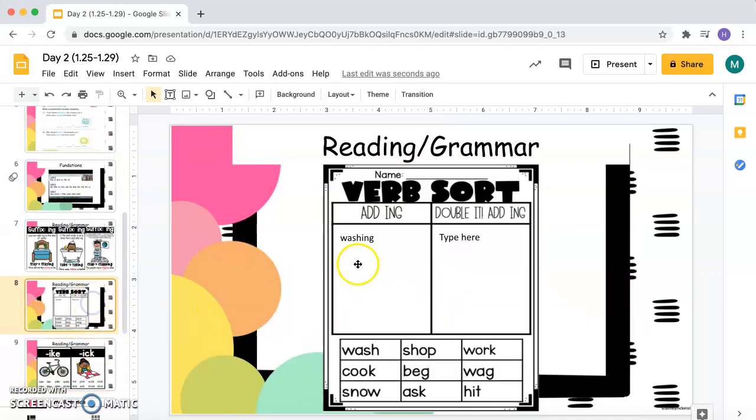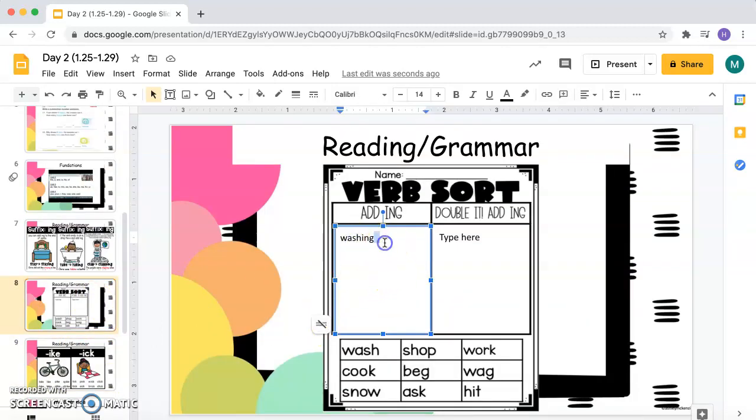I will leave that one up there so that it gives you an example. Okay, so the next one you would just press enter and write the next one. And then over here you would just write yours. The goal is at the end that you use all of these words and sort them out.